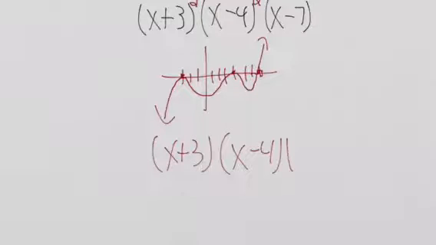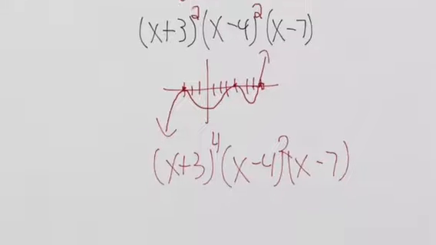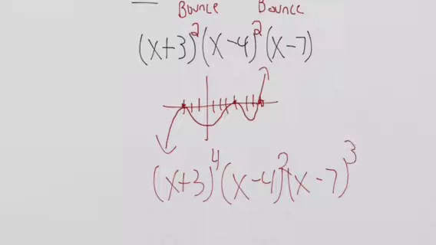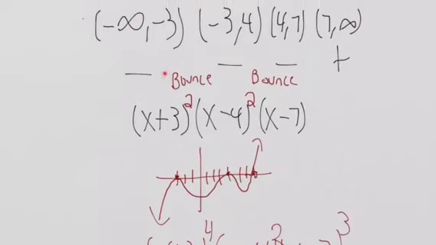include the same factors, but just give them different multiplicities that will cause a similar behavior. So instead of making this x plus 3 squared, I'll just make it x plus 3 to the 4th. And then x minus 4 squared would work. And then if I want to switch it up even more, I could make this cubed, because a multiplicity of 3 is still going to cause a sign change at 7, just now it's going to be a shoulder. So this polynomial will also match this table that was given.